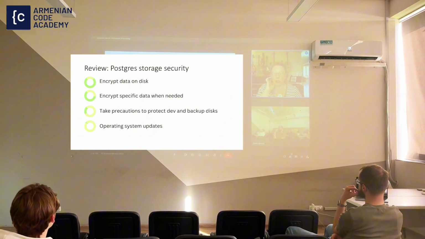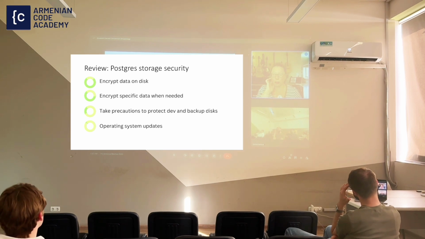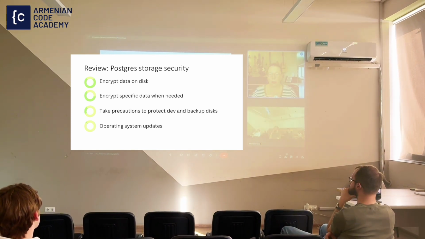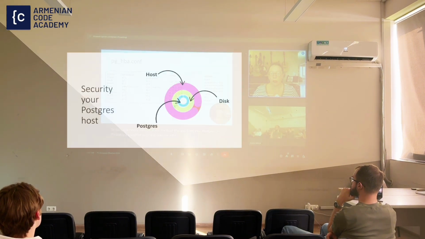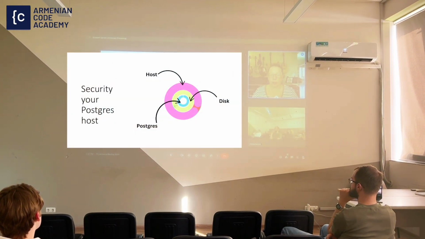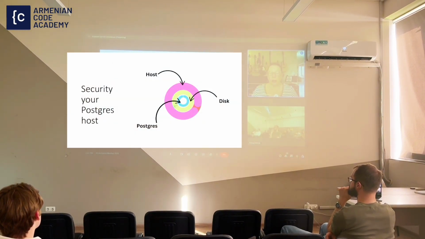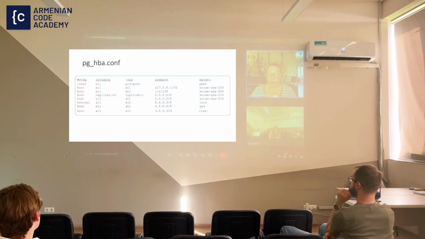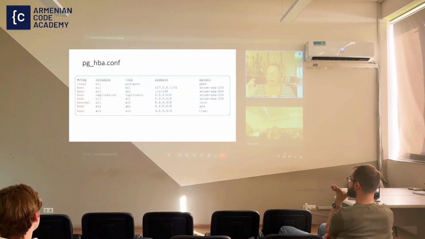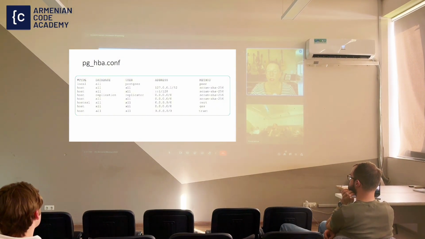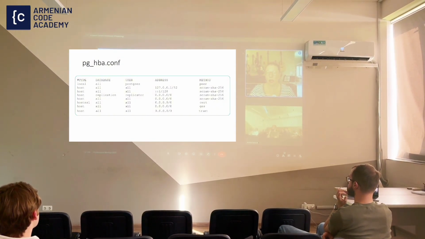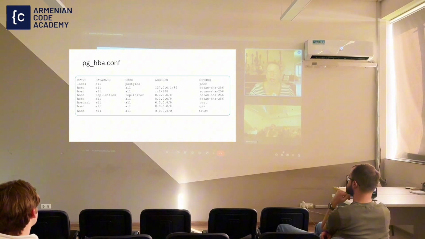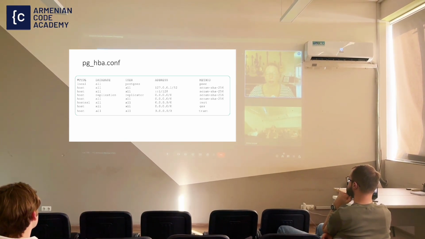So let's talk next a little bit about the host that you have your Postgres on. Probably a bunch of you have seen the HBA conf file. HBA stands for host-based authentication. This is kind of what you might see out of the box: which hosts, which databases, which users, and then what addresses are open, and then what method of authentication that user needs to have to authenticate into the database.